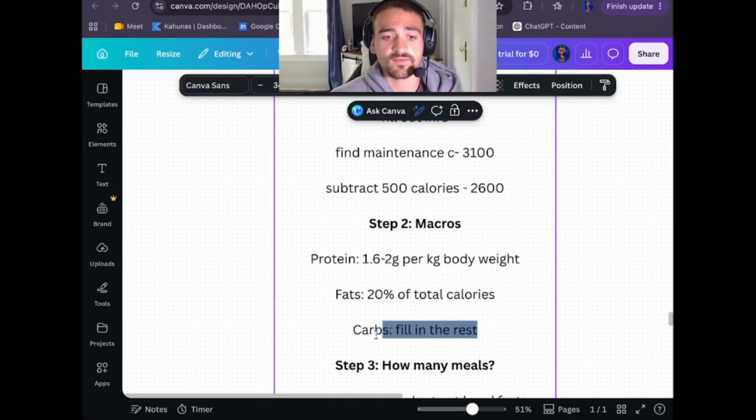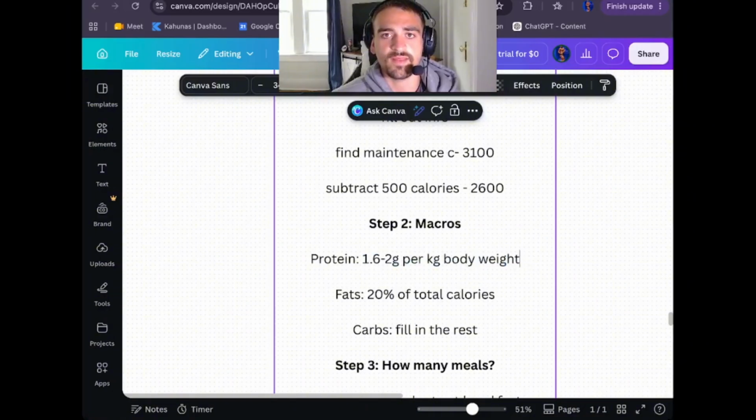And then we fill in the rest with carbs because we want good training performance, we want good brain performance, and we want to enjoy our diet at the end of the day. Carbs are actually going to be the highest macronutrient. So, with protein, we're going to take about 1.6 to 2 grams per kilogram of your body weight.